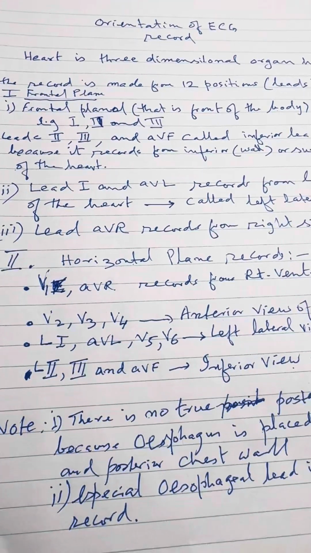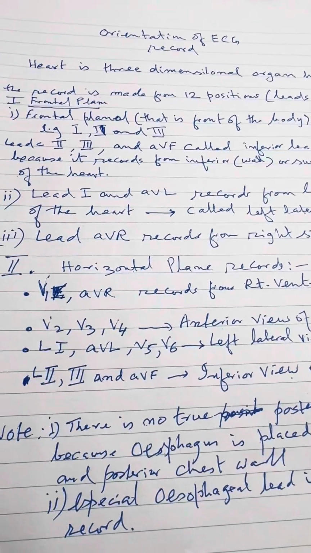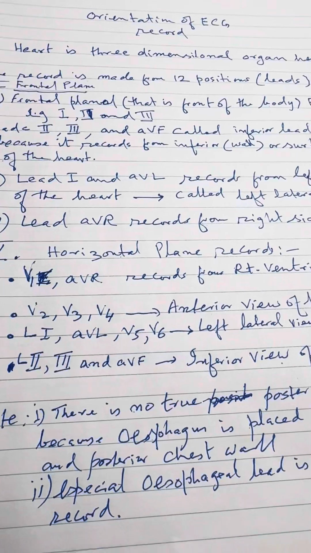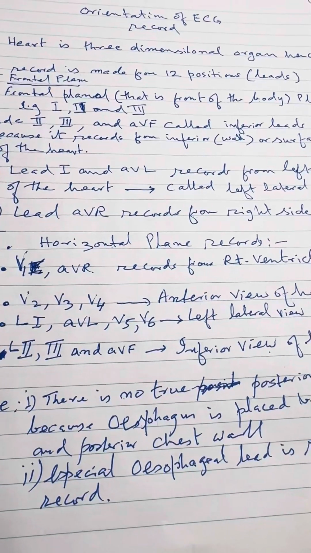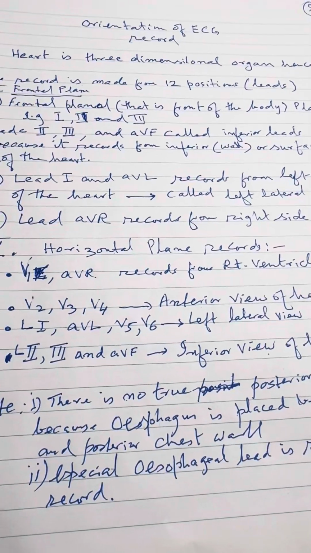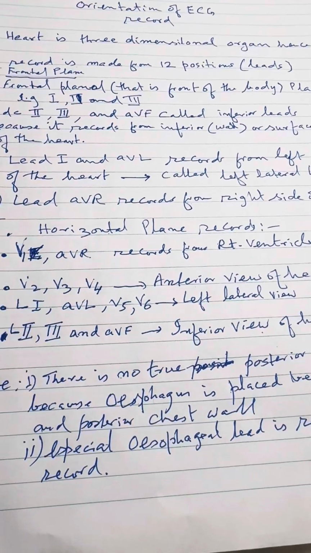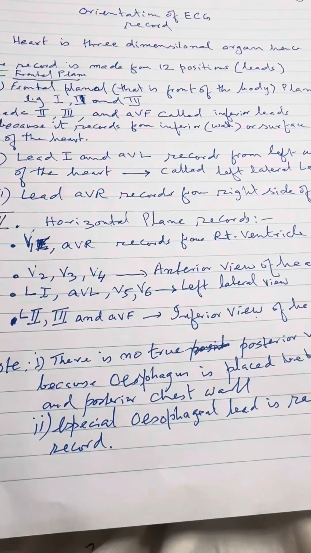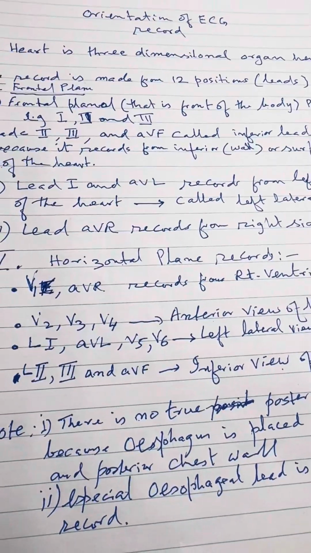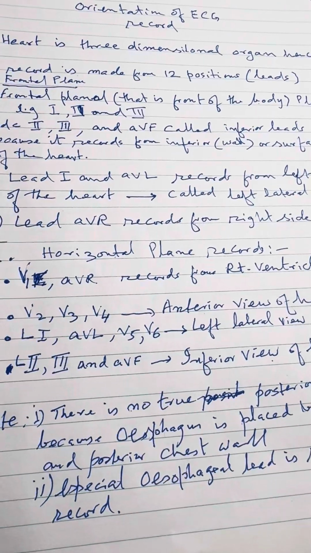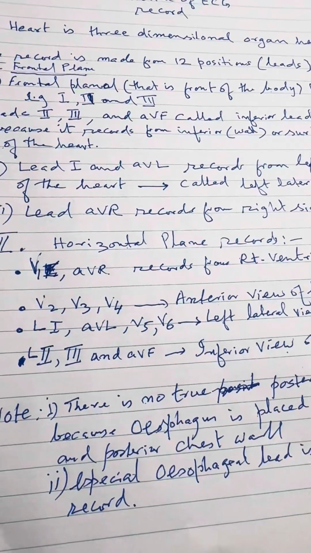Now in this presentation, we are going to study orientation of ECG record. What it means? I told you heart is a three-dimensional organ and we record from 12 different positions. Now we want to know which position, which electrode records from what part of heart. Now, for that, there are two major axes in which it is recorded.